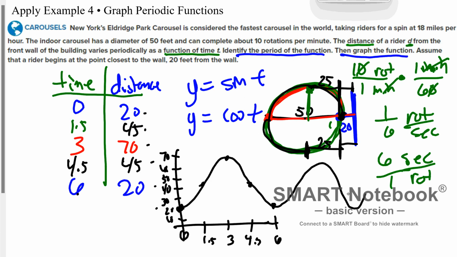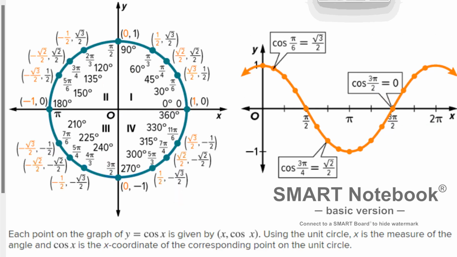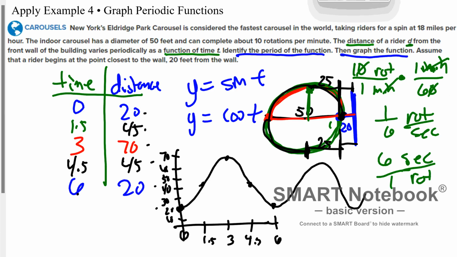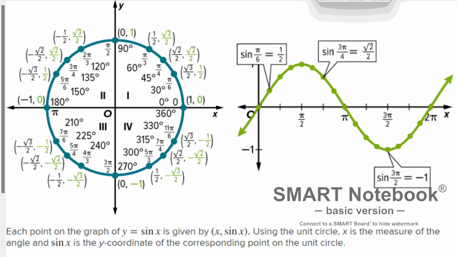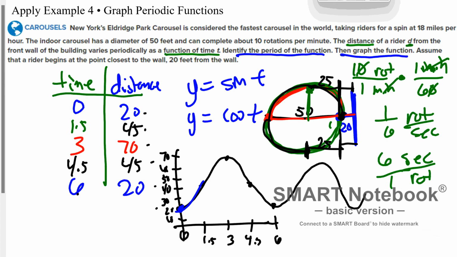So which trig function does that look like? If we look back, here is cosine. Notice at the beginning, cosine is high, and then it drops down, whereas on our graph, we start low and go up. That's what sine does. It starts low and goes up. So we would say our function probably has to be a function of sine.